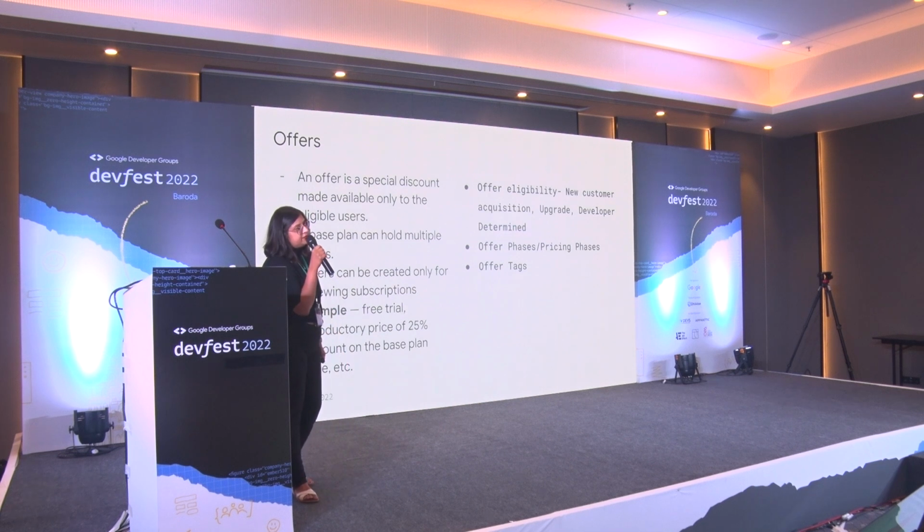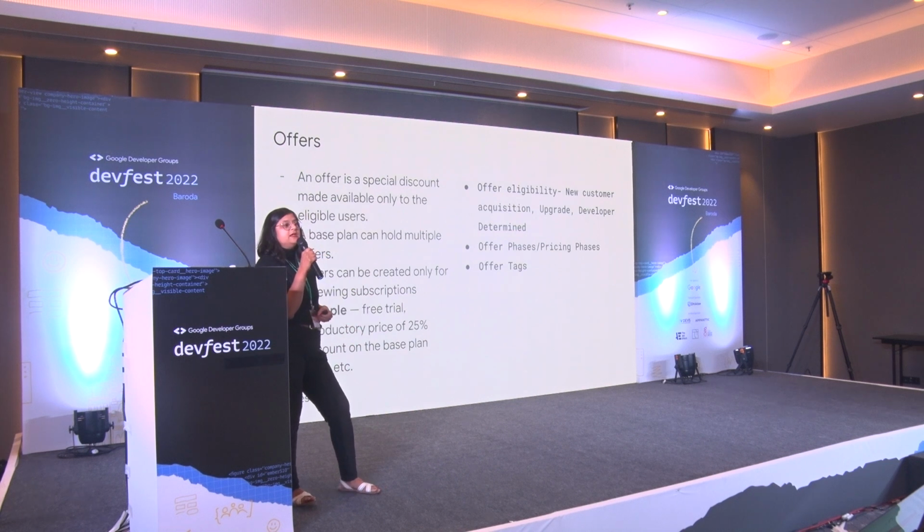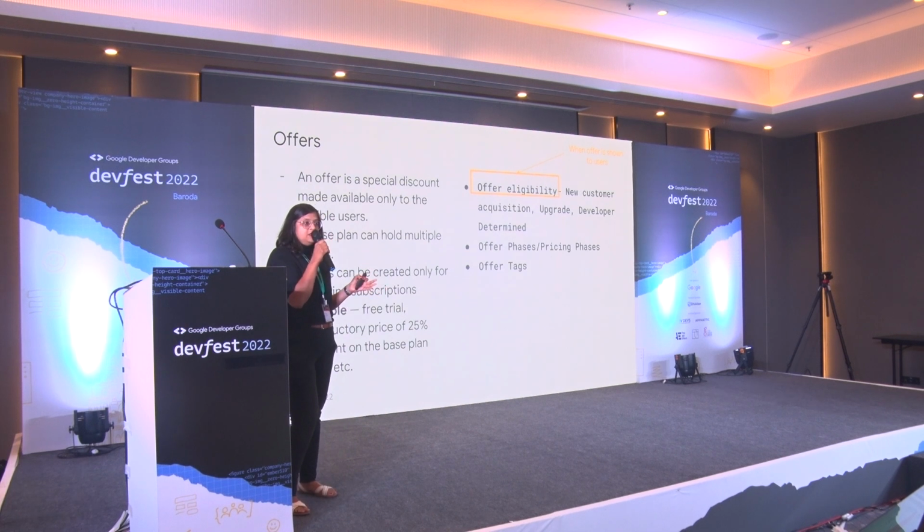An offer is a special discount that your users get from your base plans. So you can have offers that offer free trials, or a 20% discount, or 100 rupees off or something like that. Offer eligibility is again something which is newly introduced in this model. Offer eligibility means that you can either target new customers, or you can target the customers that want to upgrade within your app, and then you can determine certain offers on your own. Like it would be in your hands where you decide which offer goes to which user.